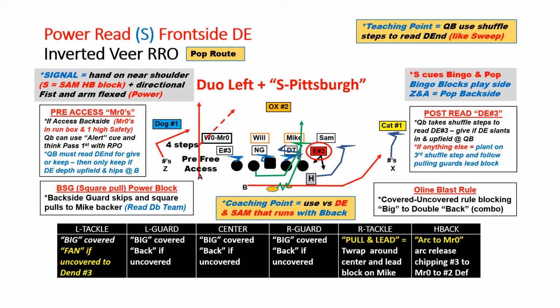So the first one is classic mesh with it, running S Pittsburgh to the right. Again, the letter tells the H back to arc release and leave the defensive end as the read key.